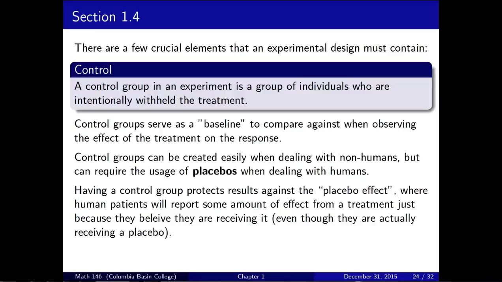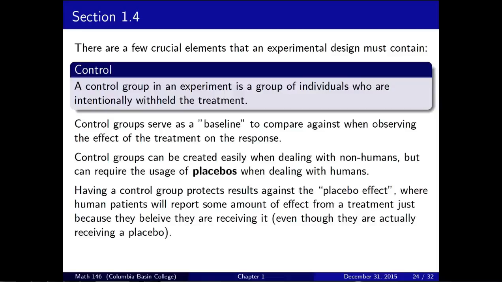Okay, there's a few aspects that have to be in place for experiments. They're crucial. The first is control. You have to have a control group in an experiment, and this is a group who are intentionally withheld the treatment. They are not given the treatment. This is essentially serving as a baseline to compare against when we look at the people who did get the treatment. Control groups can be easily created when you're dealing with non-humans.